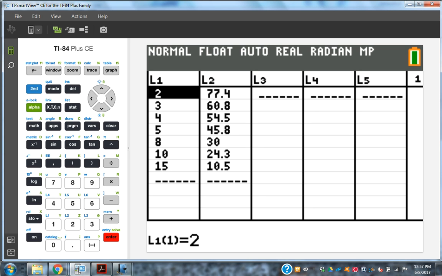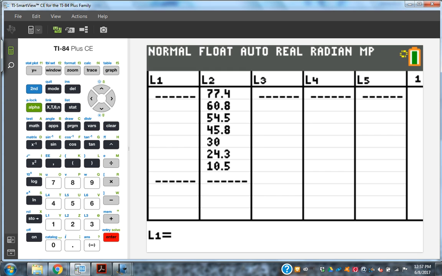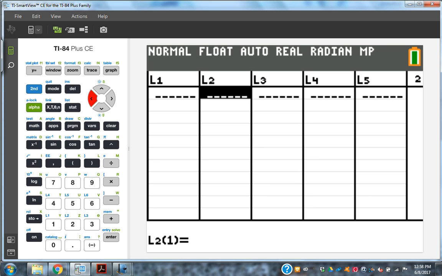I've got some information in my list already that is not the correct information, so I want to delete those. In order to clear out an entire list, you press the up arrow until L1 is highlighted, hit clear, and enter. And it clears out that entire list. I'm going to do the same thing for list 2, clear and enter. So in list 1, I'm going to put the x values that I have for my problem.